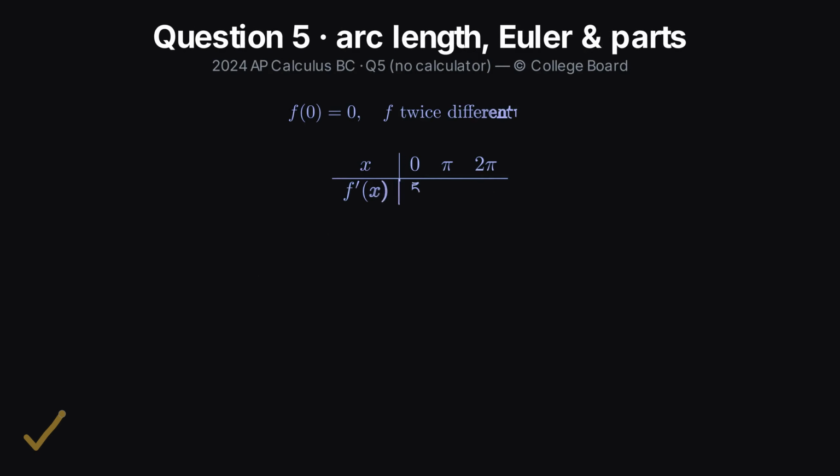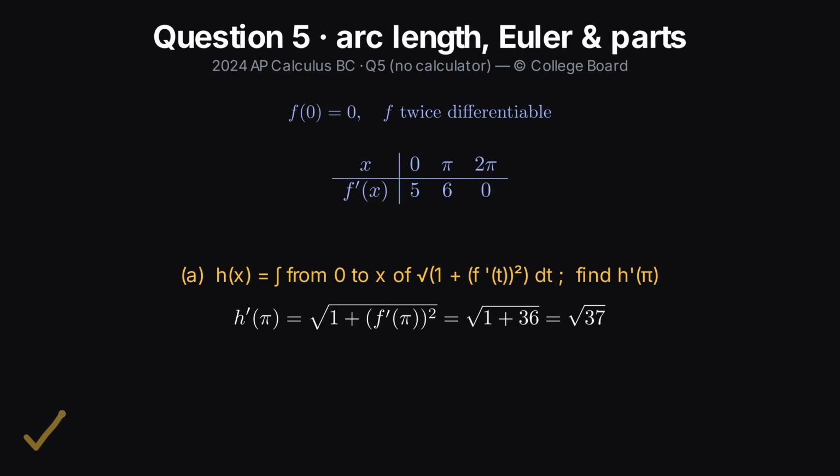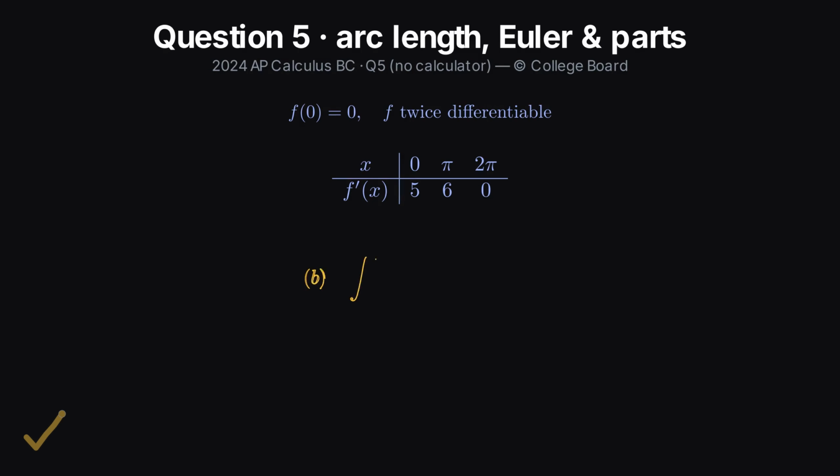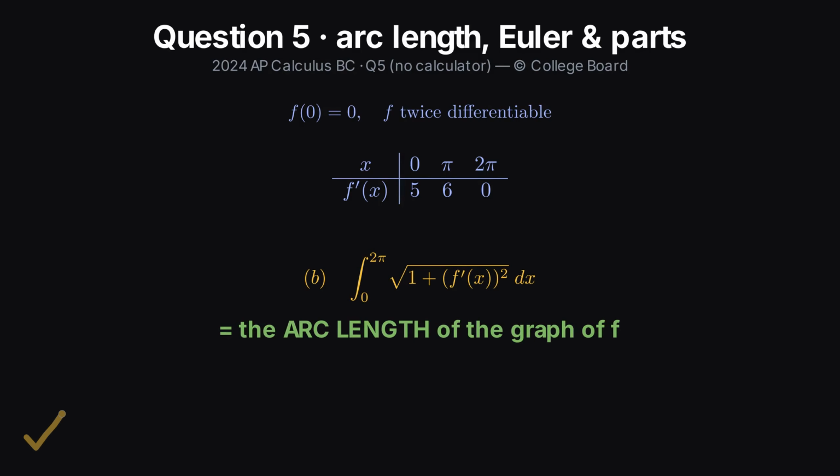Question 5. No calculator. F is twice differentiable, f of 0 is 0, and a table gives f prime as 5, 6, and 0 at x equals 0, pi, and 2 pi. Part A. H of x is the integral of the root of 1 plus f prime squared. By the fundamental theorem, h prime of pi is the root of 1 plus 6 squared, the root of 37. Part B. That same integral from 0 to 2 pi is the arc length of the graph of f, the length of the curve itself.